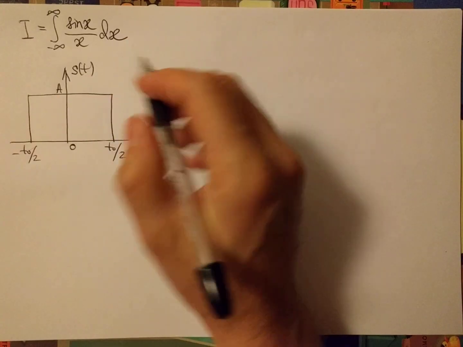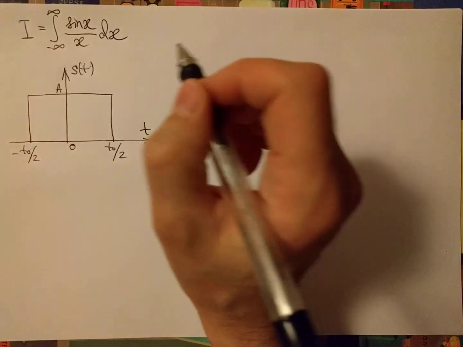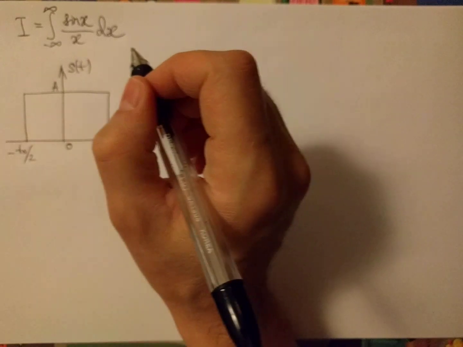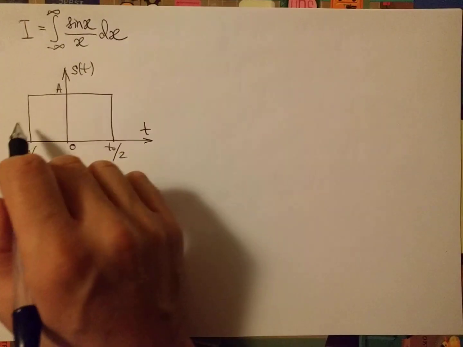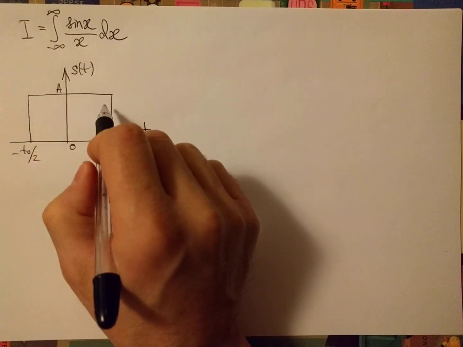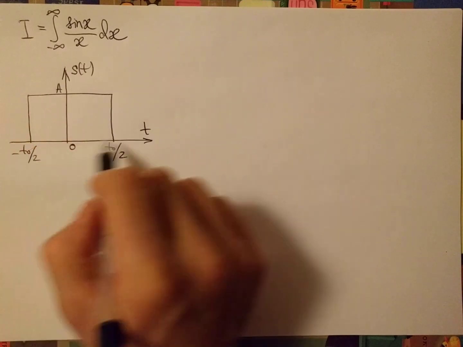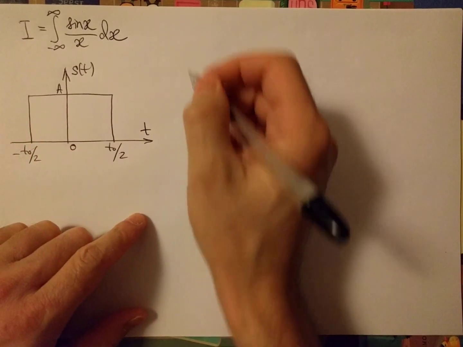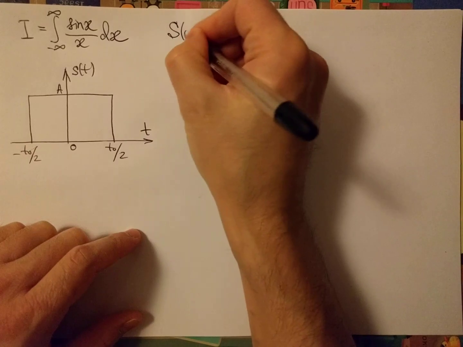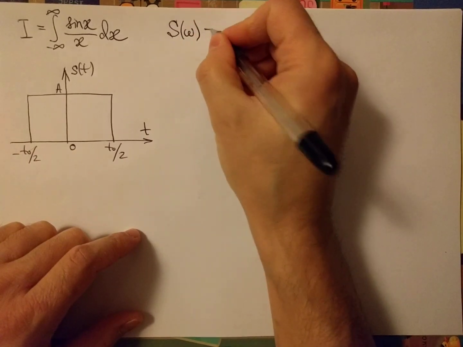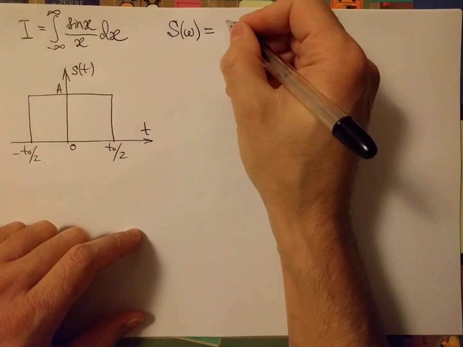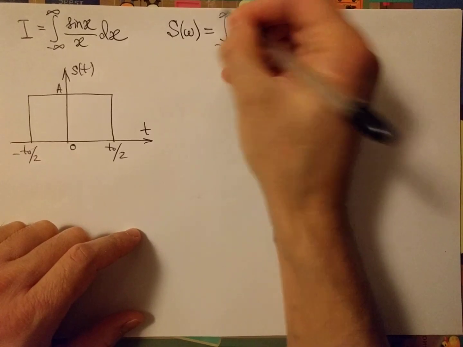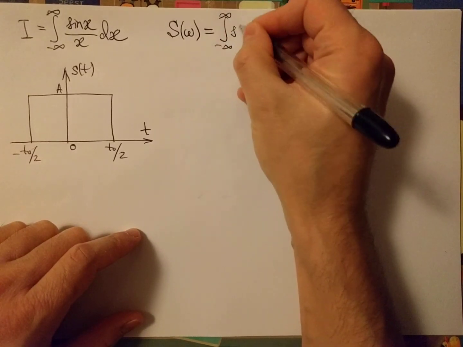Hi there, let's calculate this integral using the Fourier transform. And first, let's consider such a rectangular pulse, evenly placed on the time axis. And by definition, its spectral density, or direct Fourier transform, is given by this expression.